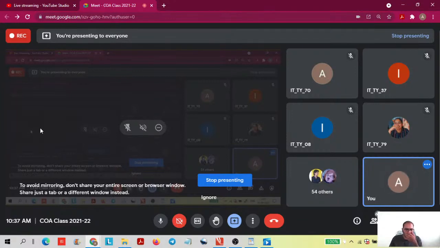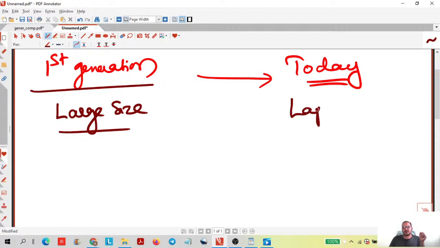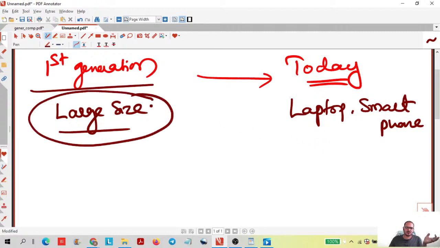Rule number 8. What are the changes between the first generation computer and the fifth generation today? Like, suppose in the size of the computer. The size in the first generation was large, right? And now the size is reduced considerably, as we are using laptops, smartphones, mobile devices, even some smart devices. So the size is reduced.